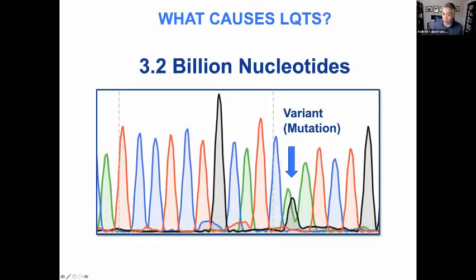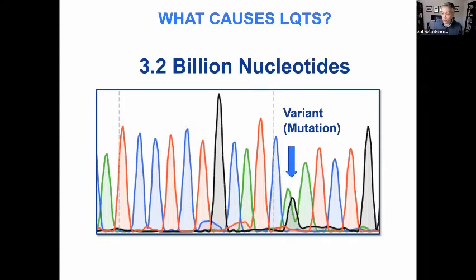What are the causes of long QT? Well, you and I have about 3.2 billion letters, nucleotides that make up our genome. That's an amazing number, 3.2 billion. Every protein in our body we make because of this genome. And we have changes in this genome that occur between individuals. It's what makes us different people. And so genetic variation in this genome is normal and common.